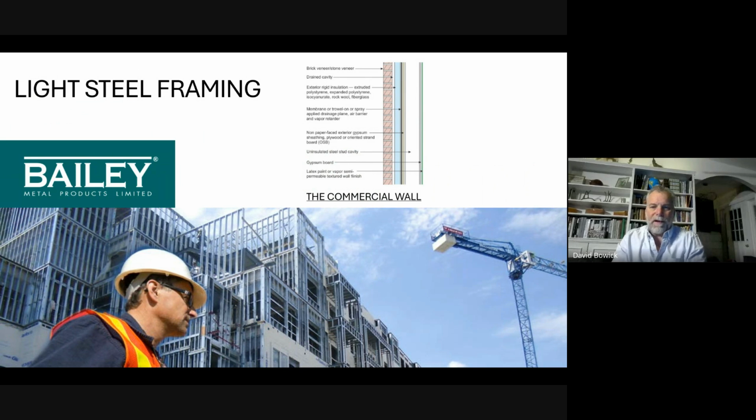Let's look at light steel framing. So you remember the commercial wall that we talked about. This is the one that has a brick veneer, drained cavity, insulation, membrane, or water resistive barrier, and then studs, a sheathing, and then studs in the backup. And we don't put insulation in the stud cavity because there's no point. It's not doing anything for us. We lose so much heat through the studs that insulating the cavity has very limited utility. All the insulation goes on the outside.